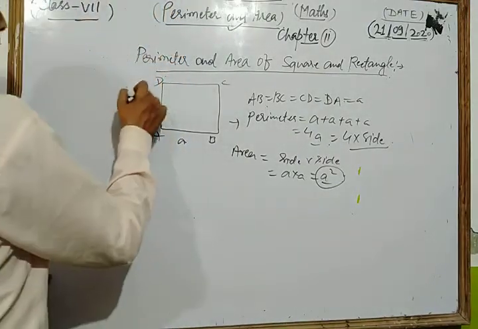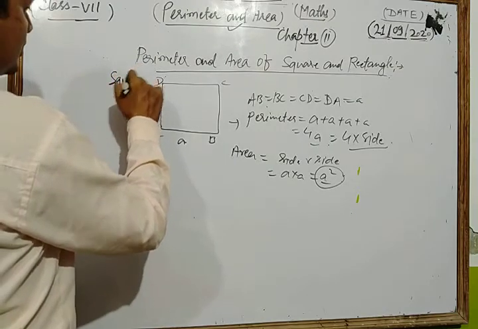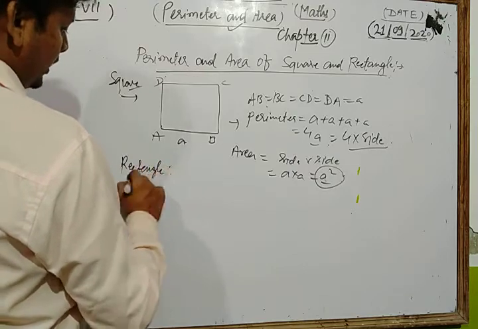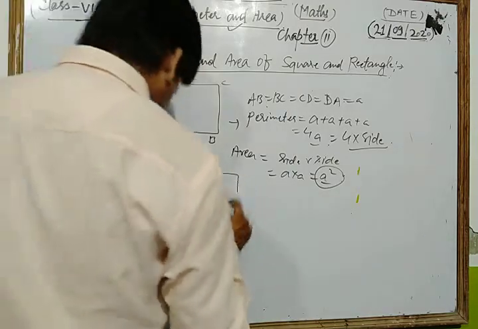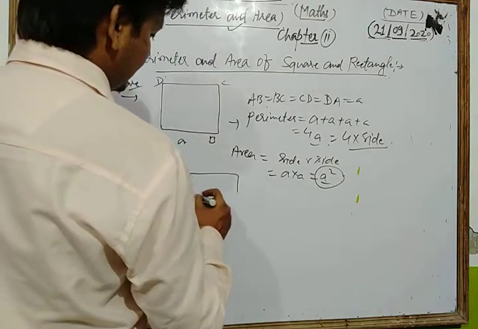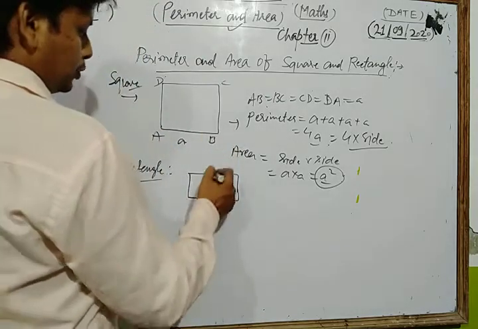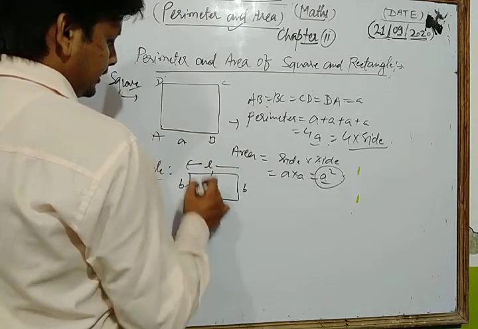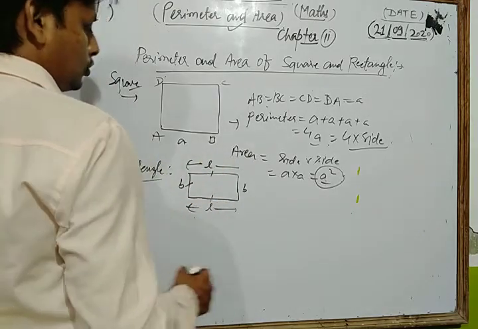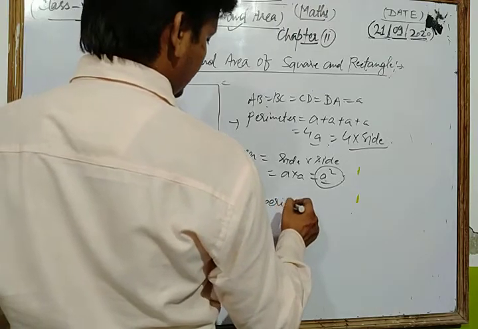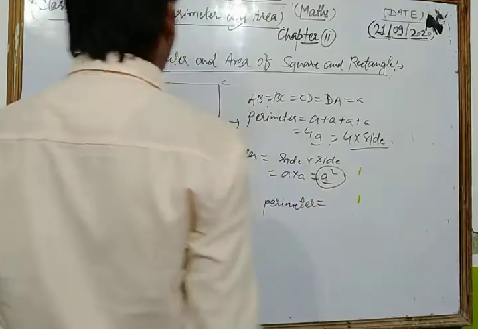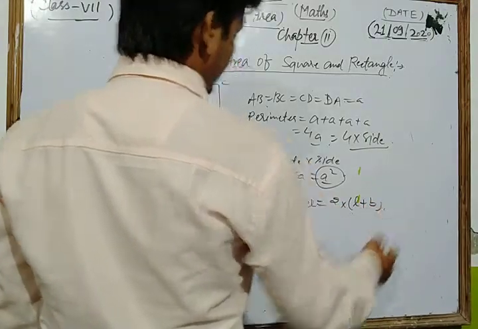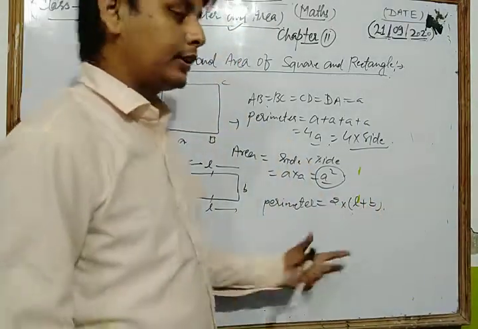Similarly for the rectangle. You know that a rectangle is a type of parallelogram in which opposite sides are equal and parallel. Suppose this is the breadth of the rectangle and this is the length, this is L, this is L. So the perimeter of the rectangle is 2 into length plus breadth. This is the formula for the perimeter of a rectangle.